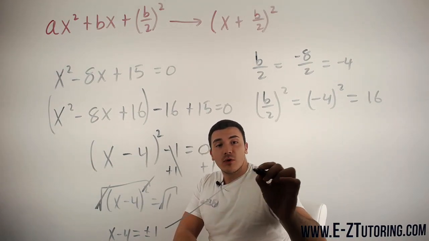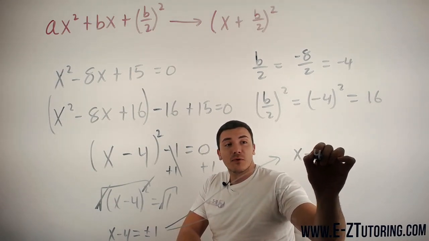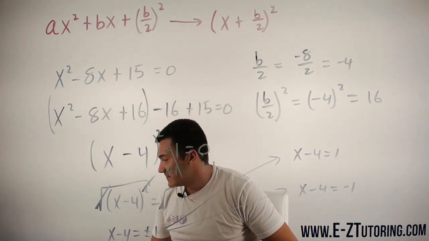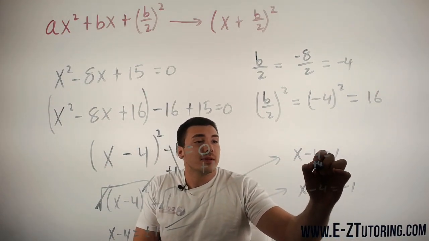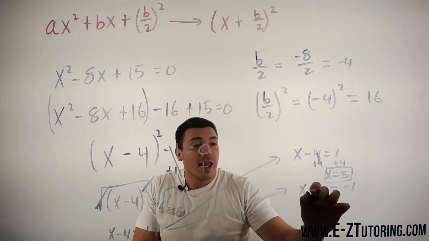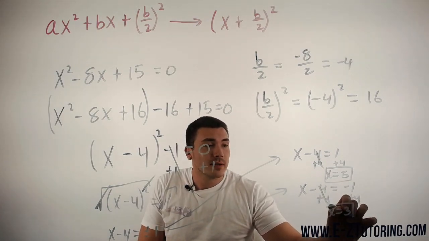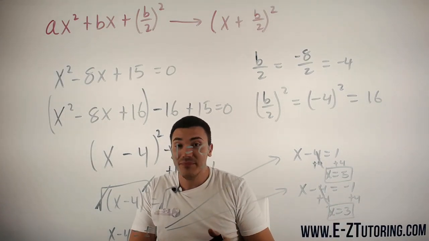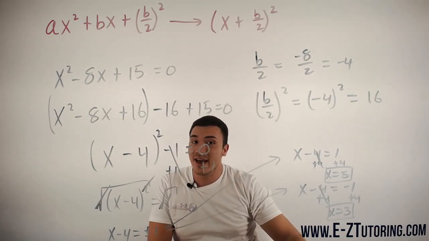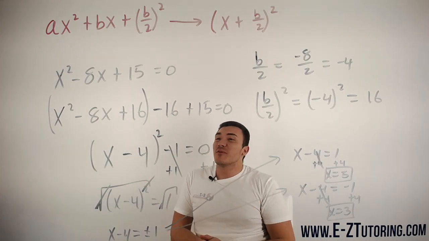So this will give you two equations. One of them will be x minus 4 equals 1, and another one will be x minus 4 equals negative 1. From here, you can simply add 4 to both sides and get that x equals 5 and x equals 3. So x equals 5 and x equals 3 are your two solutions to that quadratic, and we just solved it by completing the square. That is how you complete the square, ladies and gentlemen.